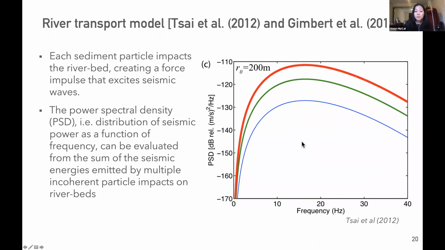And if the station is closer at 200 meters, we can see that the power is higher overall, but especially at the higher frequency. And this can be attributed to the path effect, as higher frequency seismic energy is preferentially attenuated with distance. And this curve will modify slightly if we consider more elements such as noise generated by water flow, which is investigated in Gimbert et al. 2014.